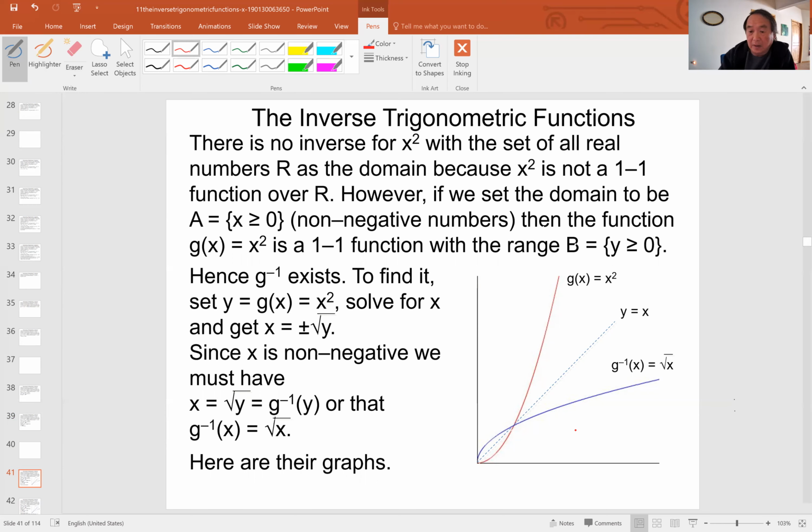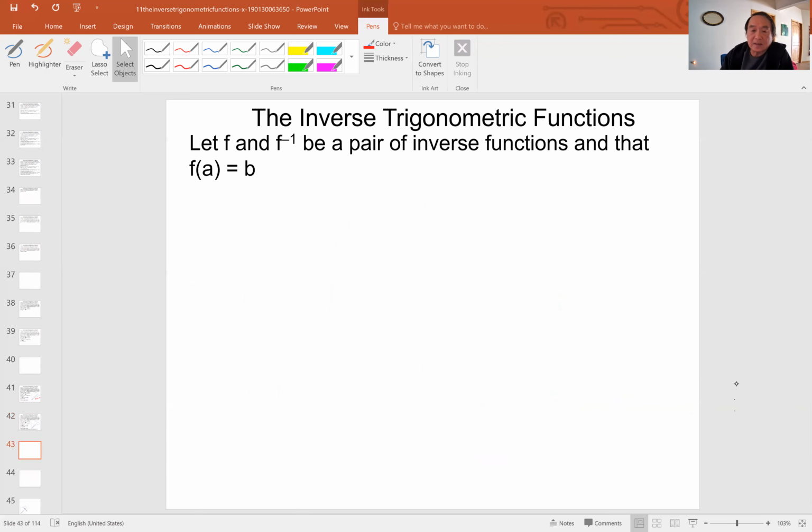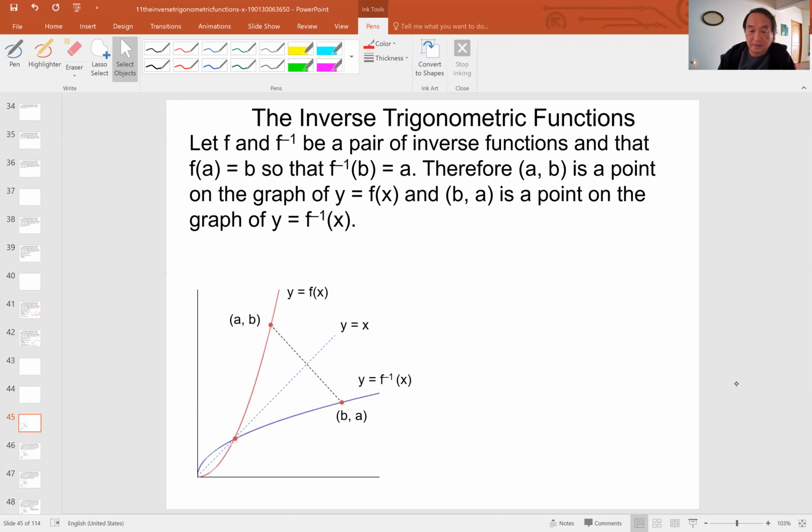Oh, by the way, you can verify, if I compose f inverse of x, the square root of x, with x squared, it's the square root of x squared, and that's x, right? That's the identity we were talking about. So this is a simple verification. The second thing about the inverse pair of functions: the graphs.